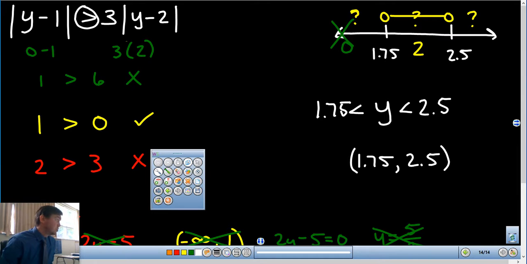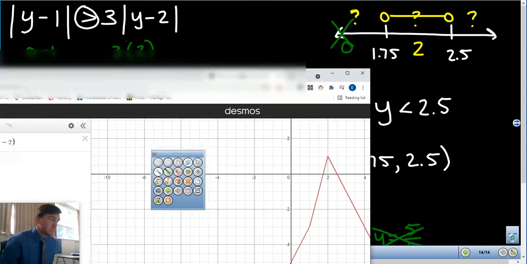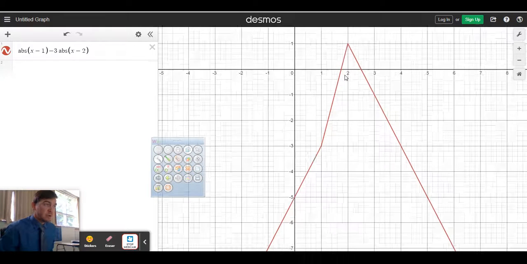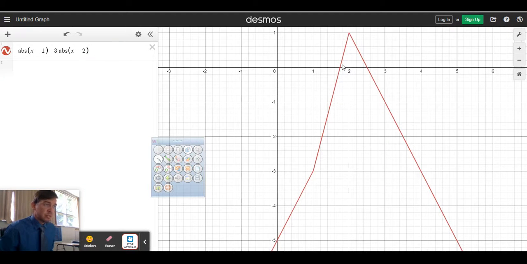And if we go to the graph on Desmos, we will confirm that this is where this absolute value graph is greater than 0, as I had first set up my inequality. This right here is your 1.75 and your 2.5.